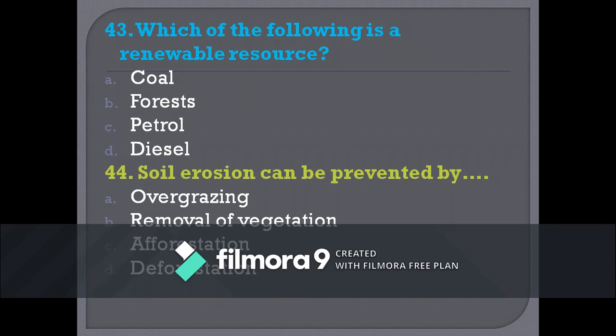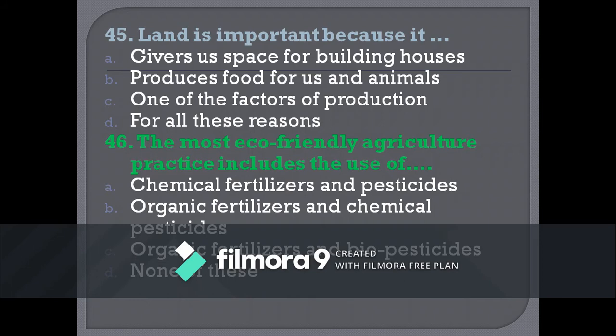Which of the following is a renewable resource? Here, of course, from the given four options, coal, forest, petrol and diesel, forests are renewable resources. Question number 44. Soil erosion can be prevented by overgrazing, removal of vegetation, afforestation and deforestation. So soil erosion can be prevented by afforestation, that is growing trees in open land. Land is important because it gives us space for building houses, produces food for us and animals, and is one of the factors of production. So therefore D will be the right answer for all these reasons.